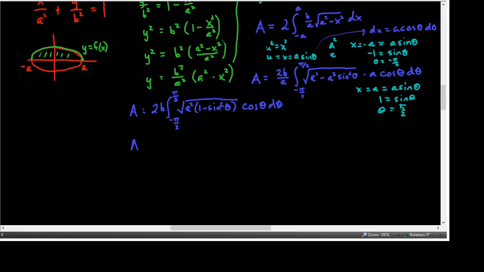Okay, so if we take that a squared and do its square root separately from the rest of it, the square root of that is a, and 1 minus sine squared is cosine squared, and 1 minus sine squared being cosine squared means the square root of cosine squared will be just cosine theta times the other cosine theta that's already there. We'll make that cosine squared theta d theta.